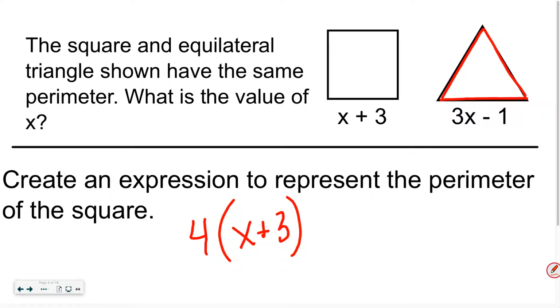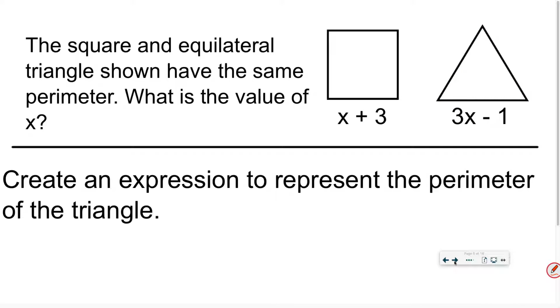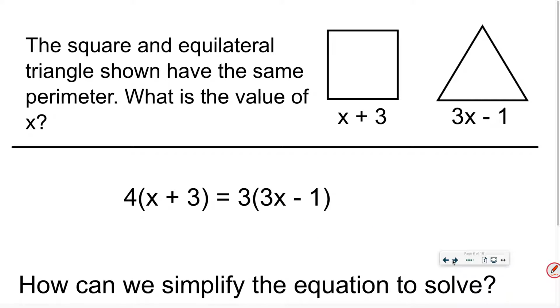Okay, perfect. How can we represent the perimeter of the triangle? In the same way that you showed the perimeter of the square. 3 times 3x minus 1. And why 3 instead of 4? Because this triangle only has 3 sides. And keep in mind that only works for equilateral triangles. Yep. Because those sides are the same, we can do that.